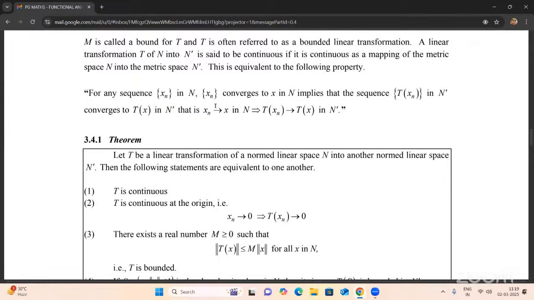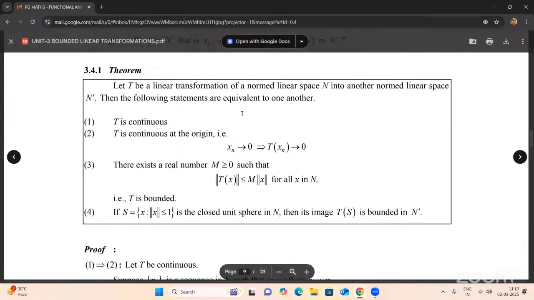The convergence condition is referred to as Xn converges to X, or Xn approaches X, whatever it is. These are all domain values: Xn is a sequence whose convergence point is X, and they are in the metric space N. The transformation is applied under this condition, simply referred to as T of Xn to T of X. Both values are in another metric space N dash. So that is the continuity condition.